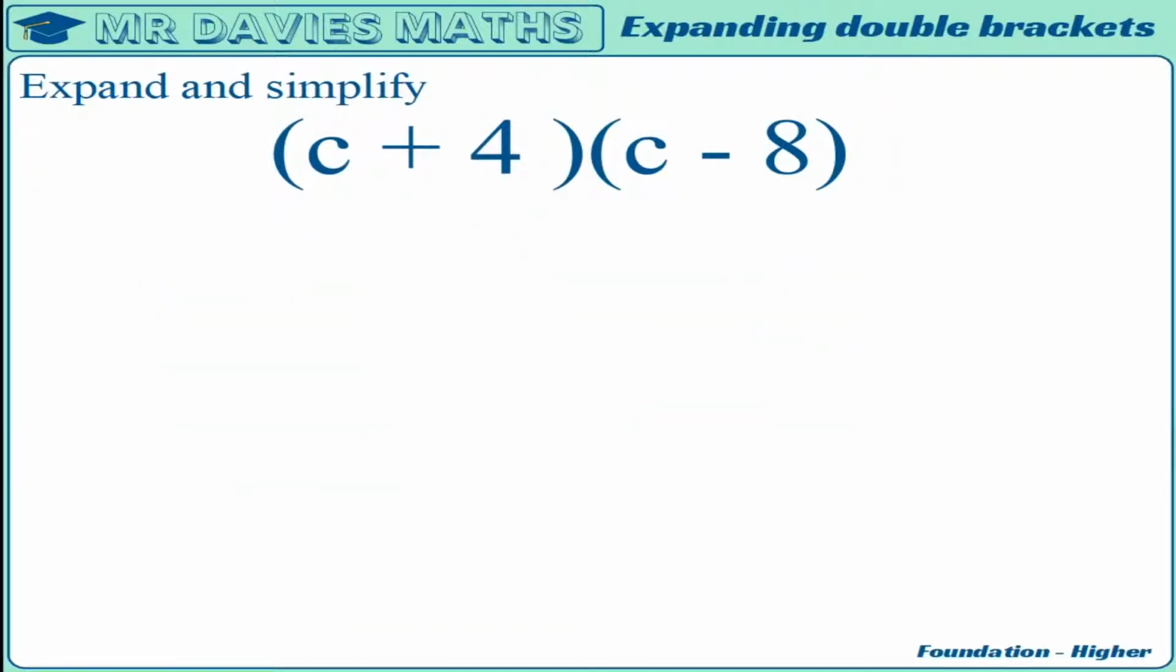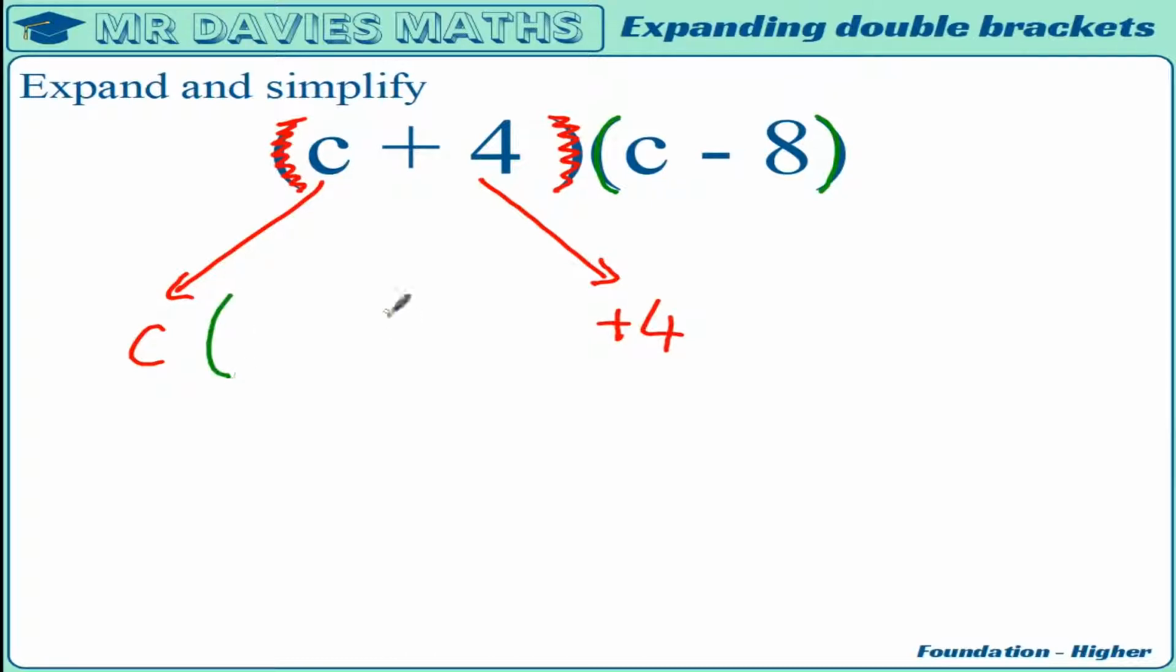Okay, so this one's a little bit different because it's got a positive and a negative, but we're going to do the exact same thing. So here we go. Ignore the first bracket. There it is. I'm going to put the C over here. I'm going to put the plus 4 over here. Right, the next step. Again, my repeated bracket is going to come here, and I'm going to repeat it over here. So I've got C minus 8 in that one, and C minus 8 in that one as well.